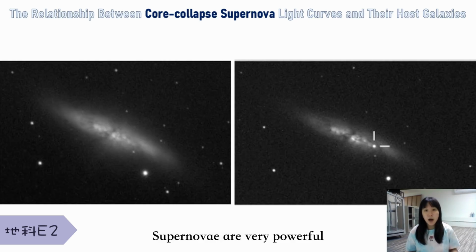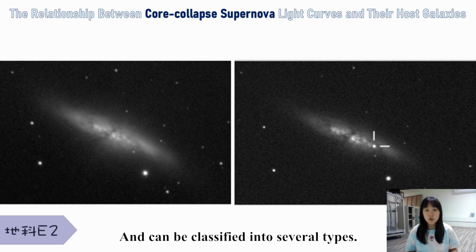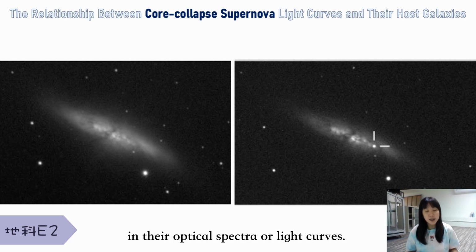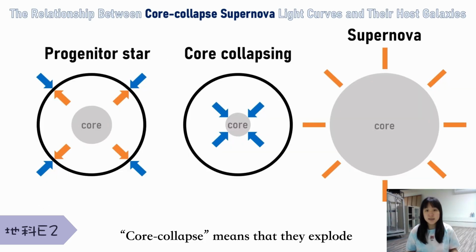Supernovae are very powerful and sudden explosions of stars and can be classified into several types. Different types of supernova have different explosion mechanisms and different features in their optical spectra or light curves. Core collapse means that they explode because of the collapsing of the cores of the stars, which usually happens at the end of the nuclear fusion reactions.